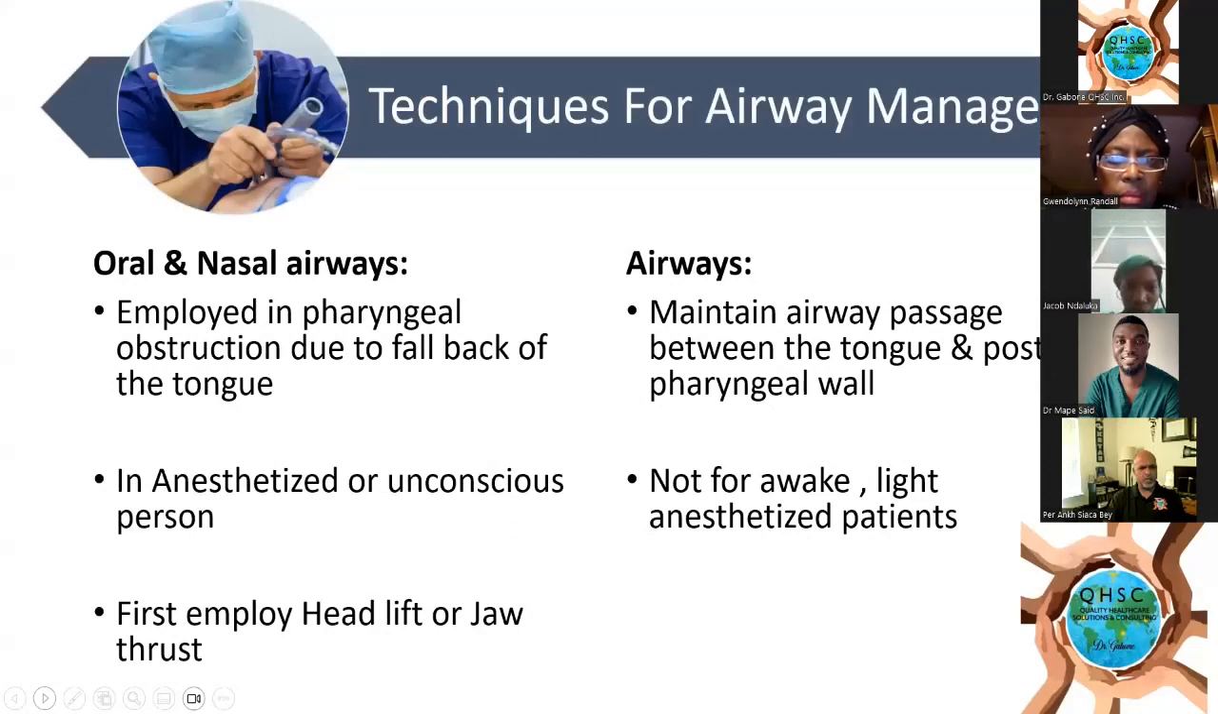So now we see the techniques for airway management. First, we have oral and nasal airways, which are employed in pharyngeal obstruction due to the tongue falling back. In unconscious or anesthetized patients, you might first do a head tilt or jaw thrust to relieve the airway, but you also need to put in your oral or nasal airway to keep the airway patent. This maintains the airway passage between the tongue and the posterior pharyngeal wall. This is not best applied to awake patients or patients under very light anesthesia, because they will gag, they will cough, and they will not be comfortable. Next.